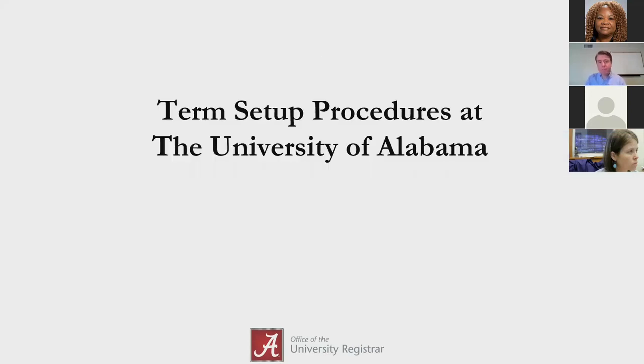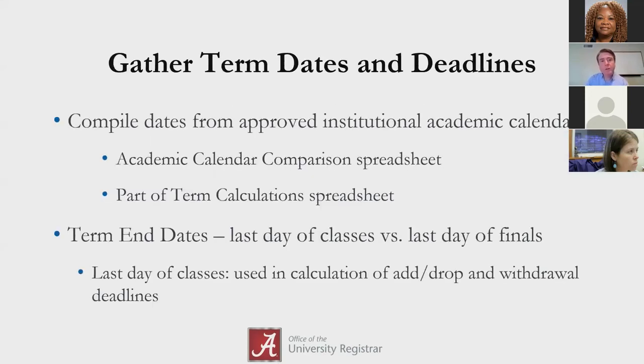So in Alabama, we start by trying to figure out what our important dates are that will drive setting up the term. To do this, we use a couple of spreadsheets that we think are helpful. This first one, the academic calendar comparison spreadsheet, we use to work with academic affairs a couple of years in advance of the terms that we're about to create for an academic year.